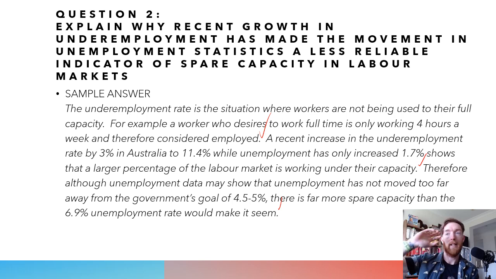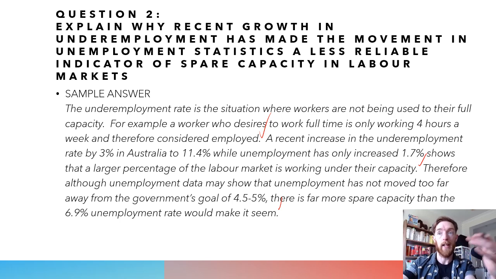But that's really stating that because underemployment has increased more than the unemployment rate, there are more people who are not working to their full capacity. Therefore, we are not utilizing the labor force to their full potential, and therefore we can't be as productive as possible.